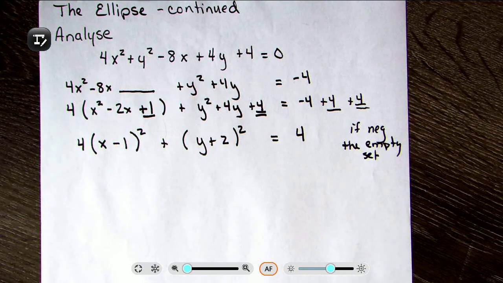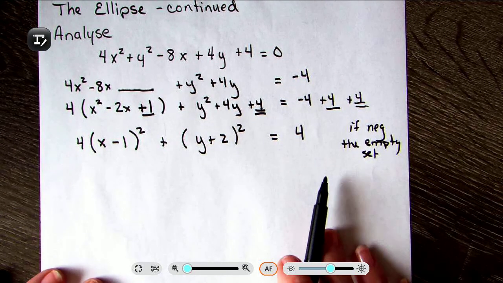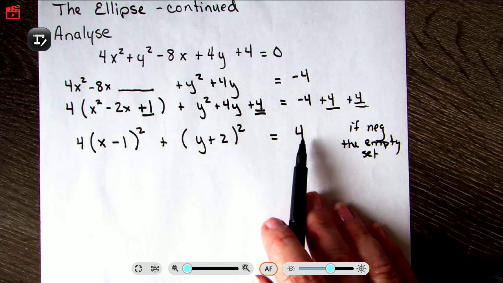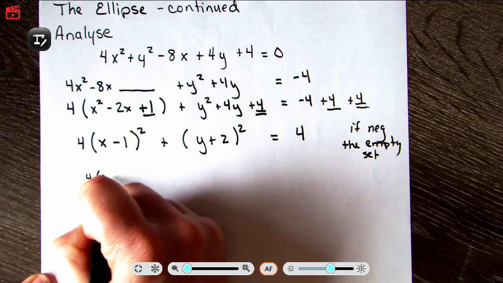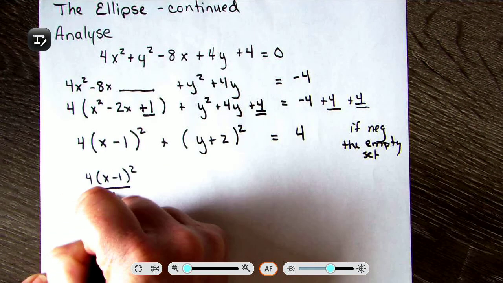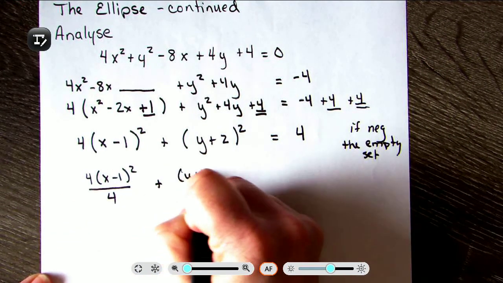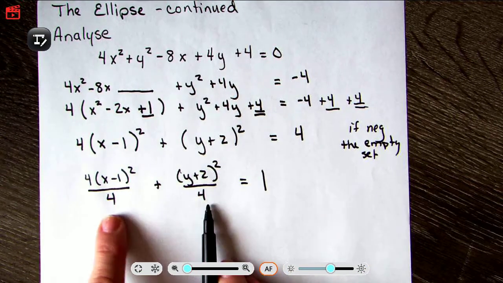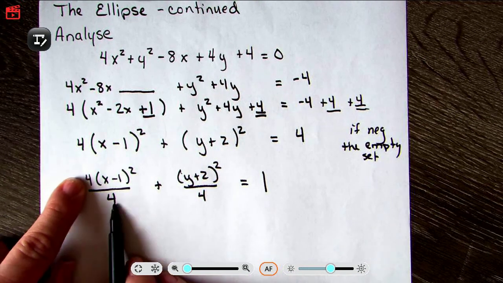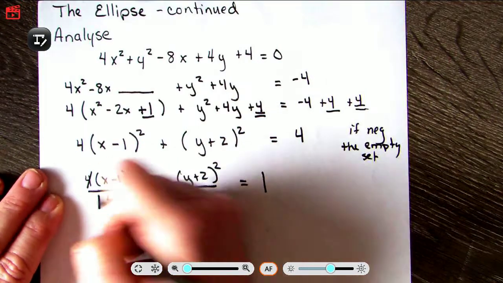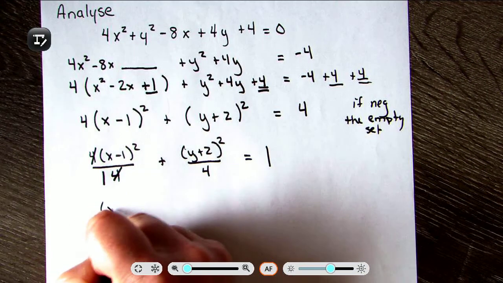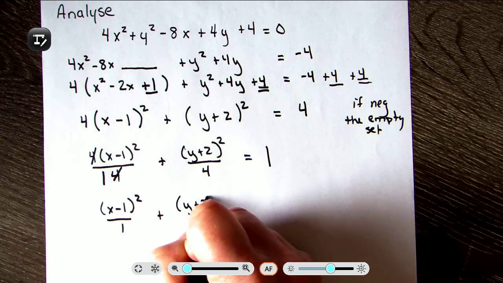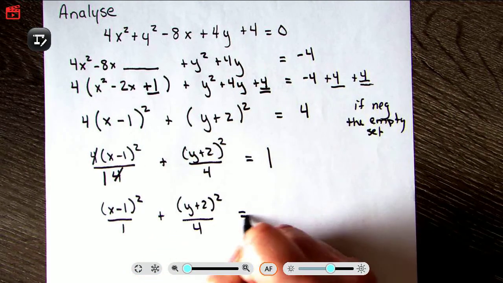So be careful. Now what we need to do is get it into the form, which means we need a 1 here. So we're going to divide everything by 4. So I have 4(x minus 1) squared divided by 4 plus (y plus 2) squared divided by 4 equals 1. These look similar, but notice I do need to reduce this. So this is going to turn into a 1. So I get (x minus 1) squared over 1, (y plus 2) squared over 4 equals 1.